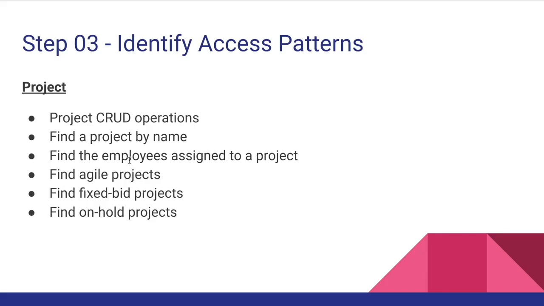We also have finding employees assigned to that particular project. And remember, there are two types of projects, agile and fixed bid. So we should be able to find all the agile projects as well as fixed bid projects. Now the last one is about finding on hold projects. Now let's move on to employees.